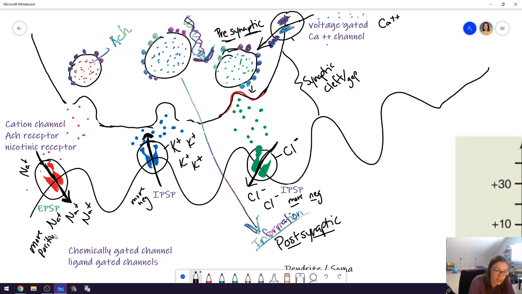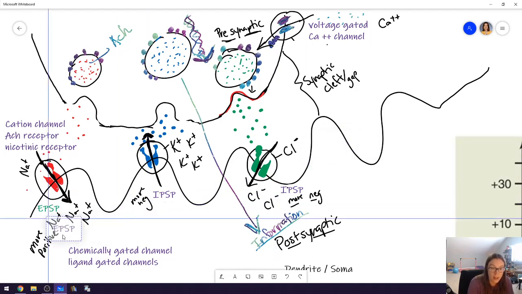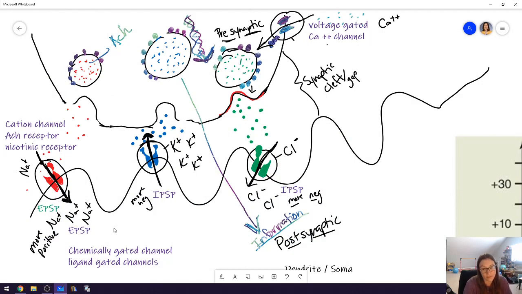That's what normally happens at the motor end plate. And so this is going to be excitatory. It's going to get our cell closer to threshold, and we're going to call it an excitatory postsynaptic potential, or an EPSP. And this EPSP is going to make the cell more likely to have an action potential.